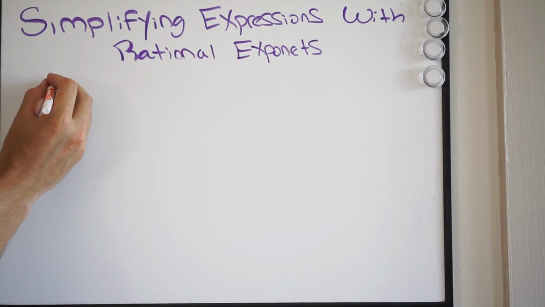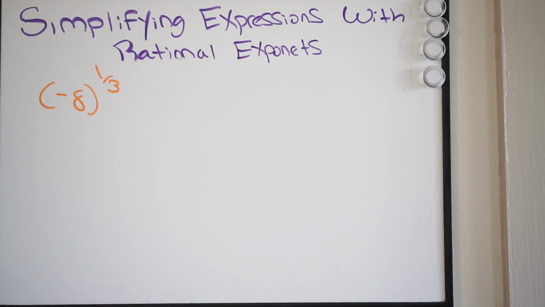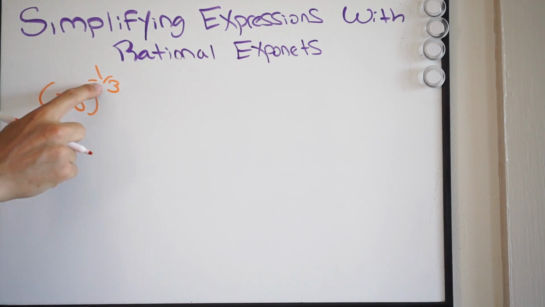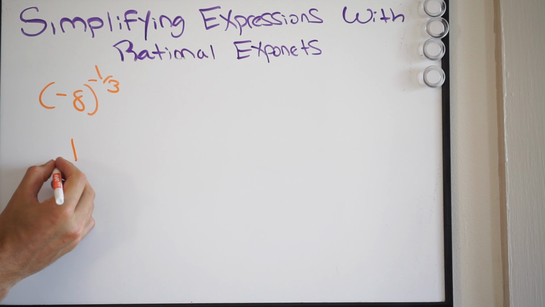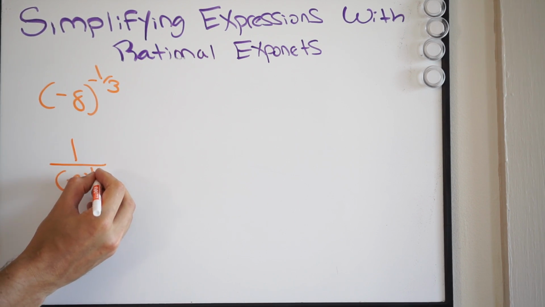So we're going to have negative 8, all to the negative 1/3 power. This one's a little bit trickier, so think about how we can go about rewriting this. Again, we're dealing with a negative exponent. We can bring this whole thing down to the denominator, and if we do that, we will make this exponent positive. So what we'll have is 1 over negative 8 to the 1/3.